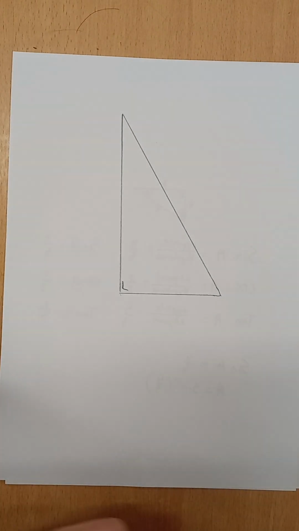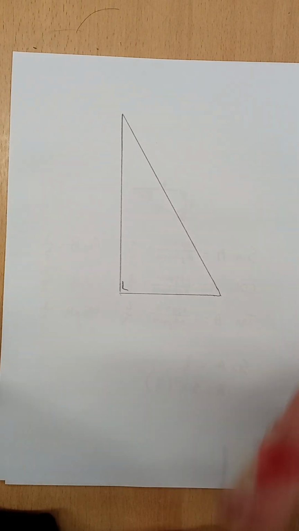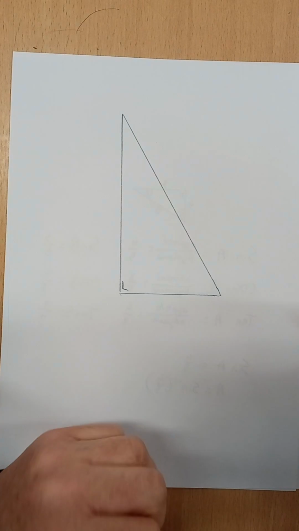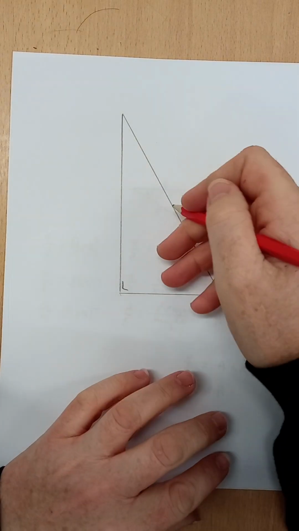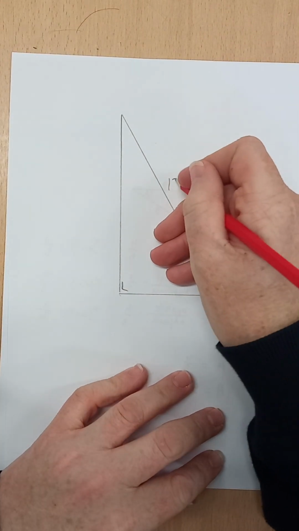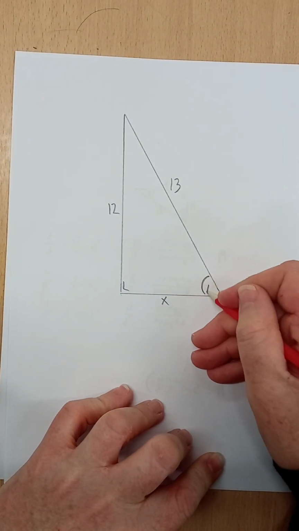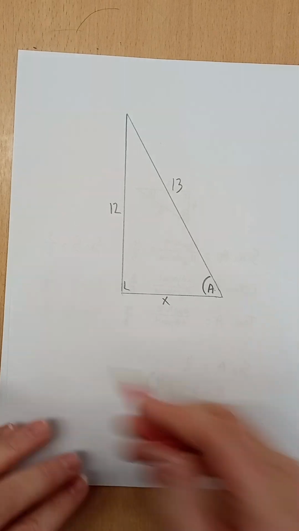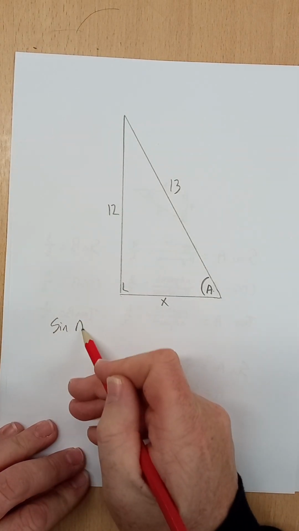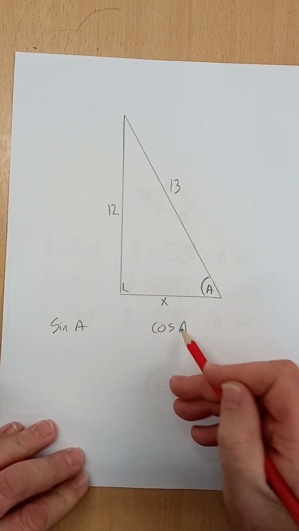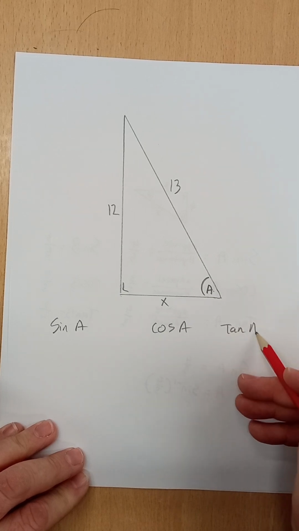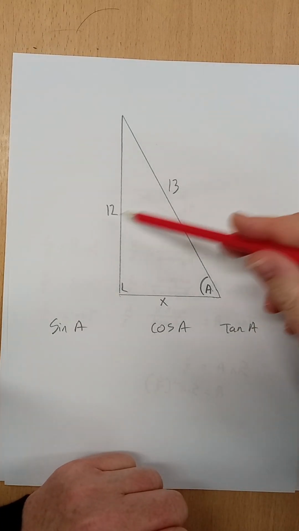Hello everyone. So now that you know how to use sine, cos and tan or identify them, let's see how they're used. Okay, so the first and easiest way to do it is, let's say I have a triangle and I want to find the sine of A, the cos of A, and the tan of A. So in order to find it, I need the three sides.